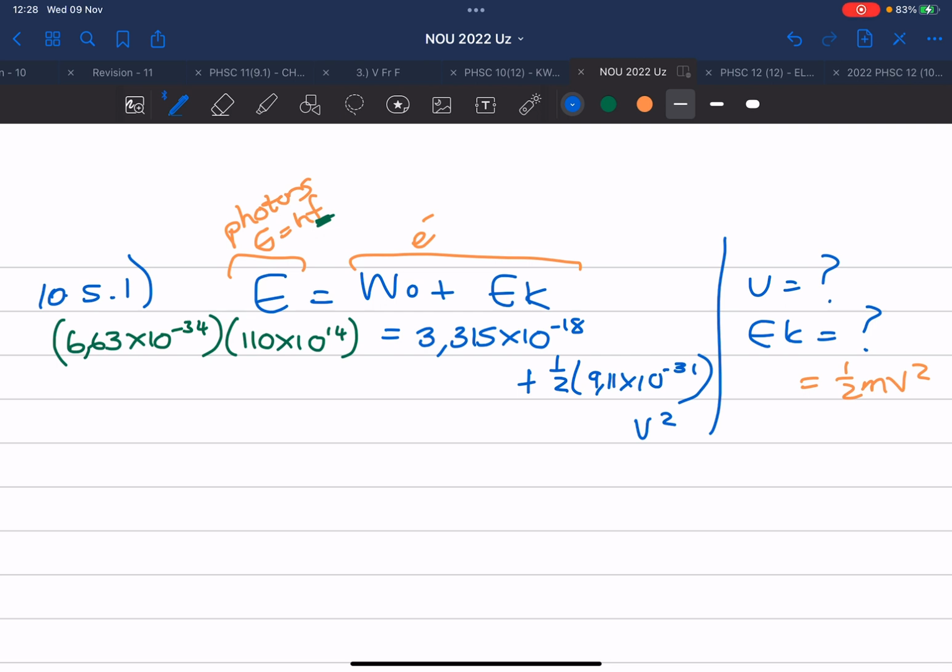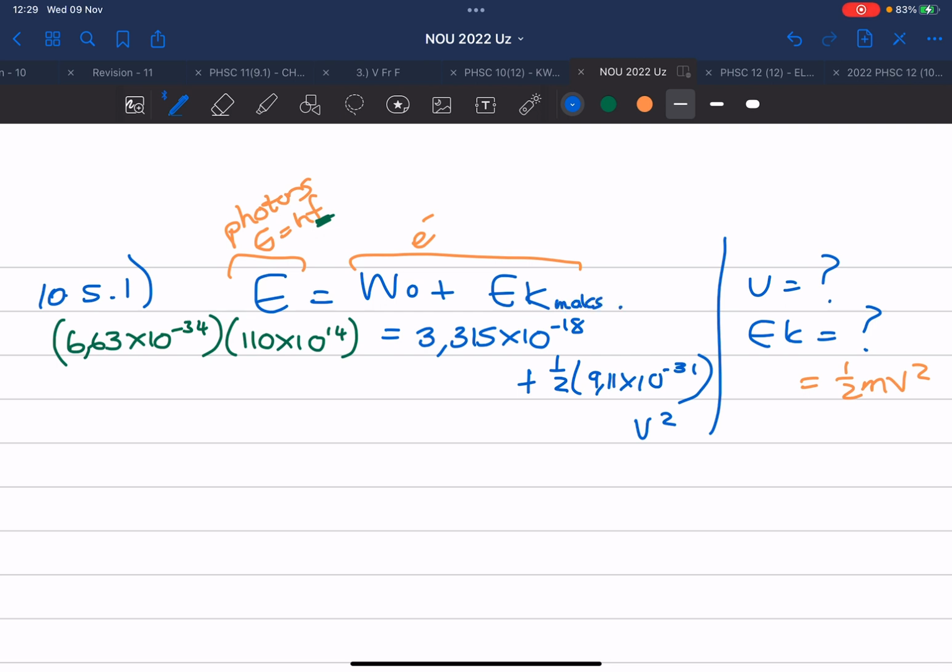Ek het ook al daai fout gemaak. Ek het geskryf E is gelyk aan W0 plus EK, maar ek het nie max bygeskryf nie, en die man het vir my punte afgetrek daarvoor. Jy vra ook nie max. Ja, dis ek maar net herinner.